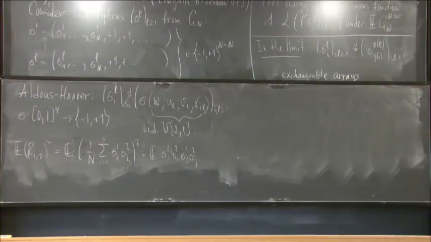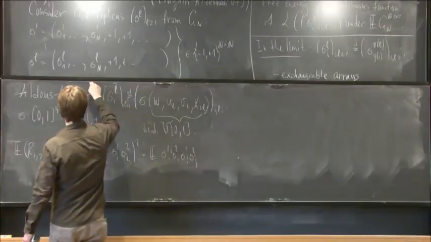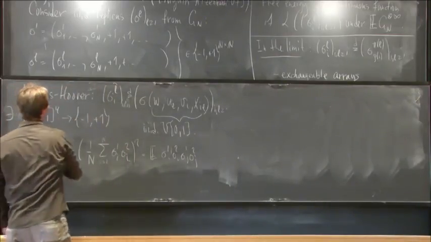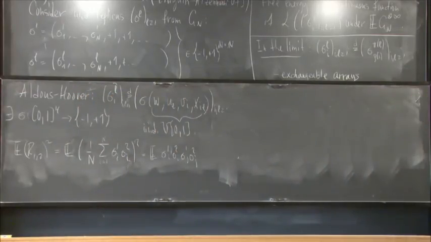I'm still a little bit confused about this Aldous-Hoover formula. So the statement is there exists a system. Yeah, there exists this function sigma. Maybe I should put it here. So for any exchangeable array, there exists a function that can be used to generate it like this.